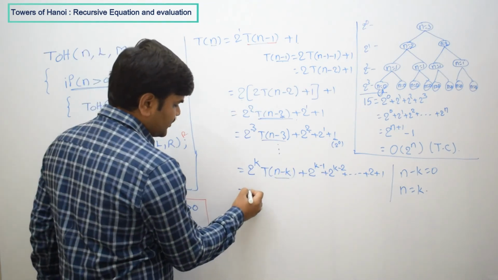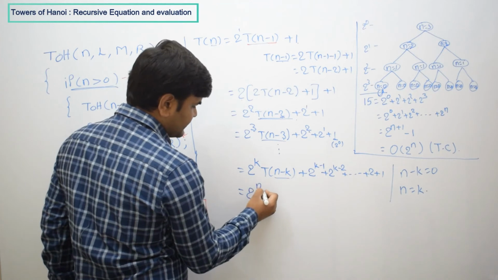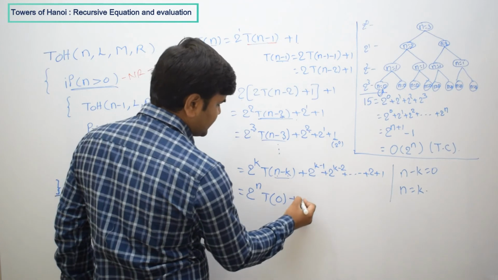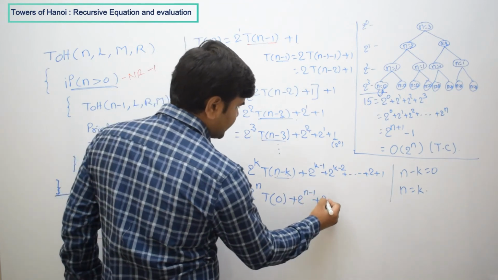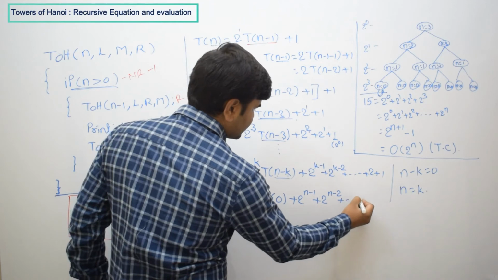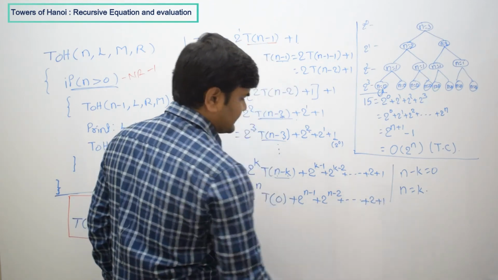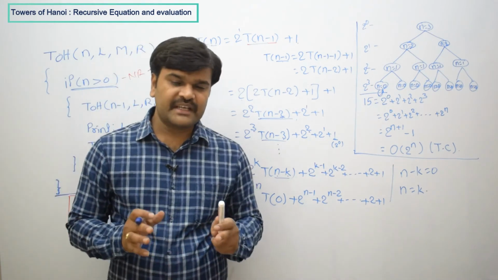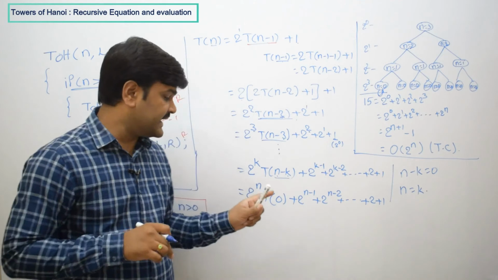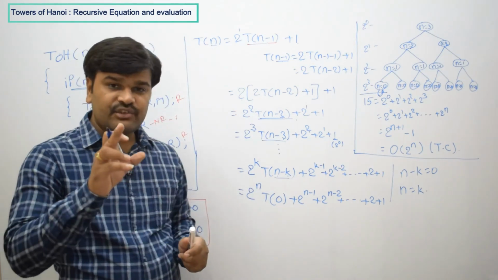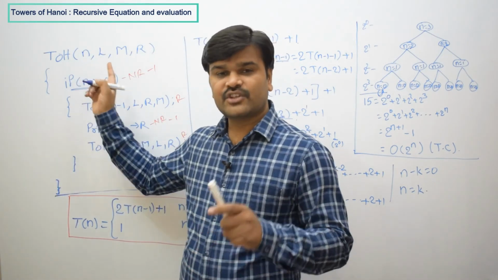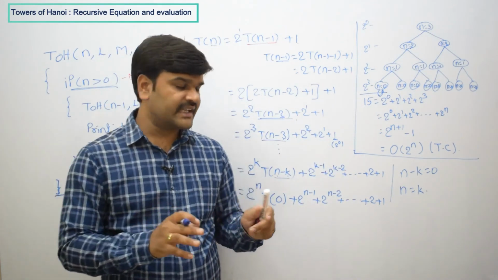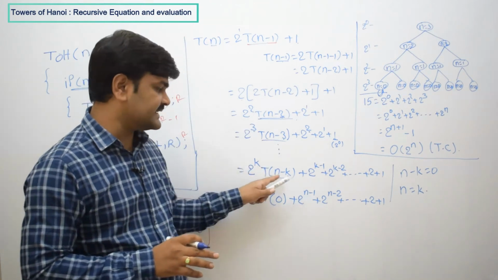So that is 2 power n T of n minus n, that is T of 0, plus 2 power n minus 1 plus 2 power n minus 2 and so on, 2 plus 1. So this is the equation till now, right? Now why did we convert into terms of n? Because your input is in terms of n, so you must get the final answer also in terms of n. Only thing is we assumed that after k iterations this is the equation.